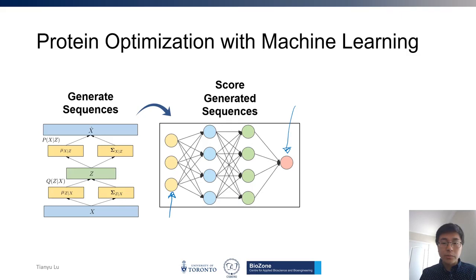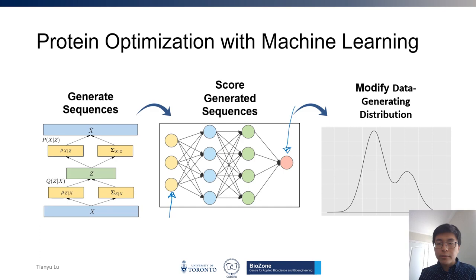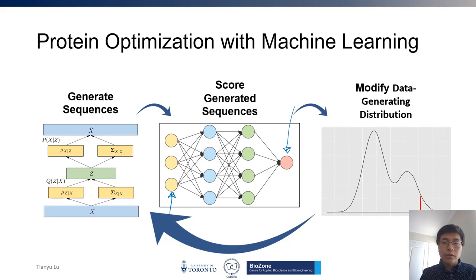And then third, we modify the data generating distribution of our machine learning algorithm. So we take the top scoring sequences and feed them back to the training set for our generative model. The idea behind that is as you iterate this loop multiple times, our training set will become more biased towards those sequences that are predicted to perform well by our scoring neural network. The caveat of this pipeline is that you need a sufficiently accurate discriminative model, or a sufficiently accurate scoring function, to have enough confidence that your generated sequences are indeed going to have good activity in the lab.